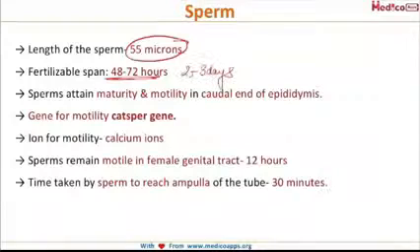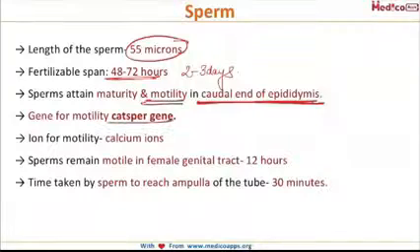And these sperms attain their motility in the caudal end of the epididymis. Take care of the word motility, because we'll get a question on where the sperm attains hypermotility, and we'll come to that later on. The sperm attains its motility in the caudal end of the epididymis. And what is the gene involved in it? It is the CatSper gene. And the ion involved is calcium.